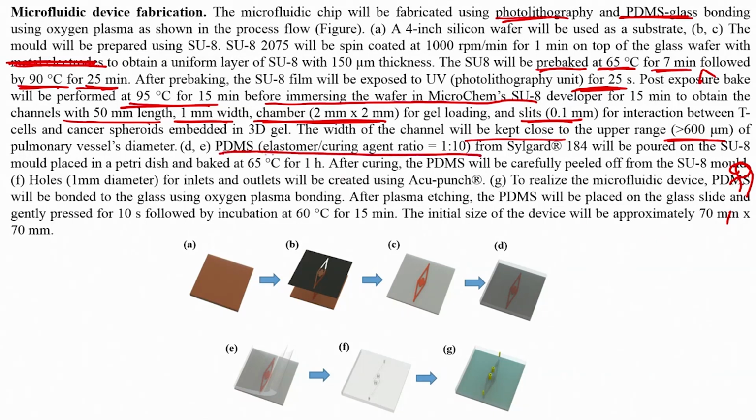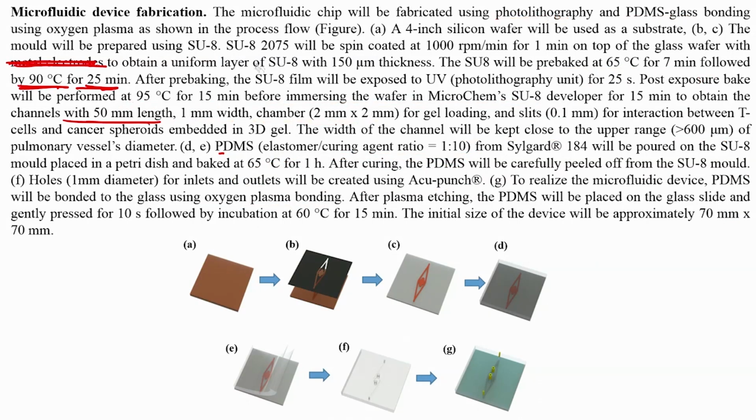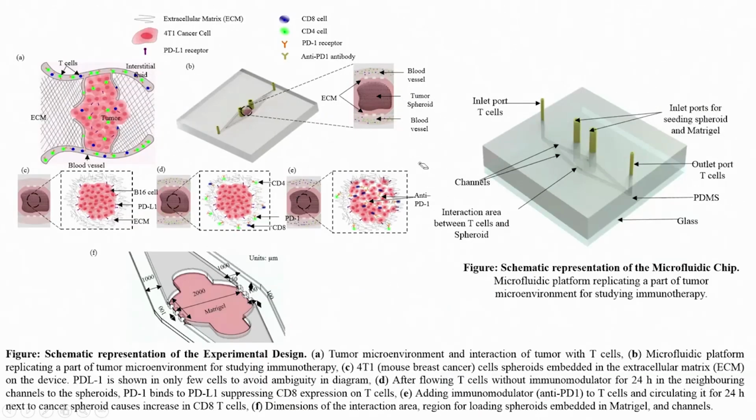PDMS elastomer ratio is 1:10, we know it. After covering PDMS, it will be peeled off. To realize the device, PDMS will be bonded to glass, and of course before that we have to create the holes using acupunch. So, once the device is ready, we have to perform experiments like we were discussing.